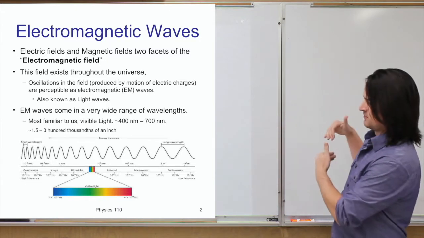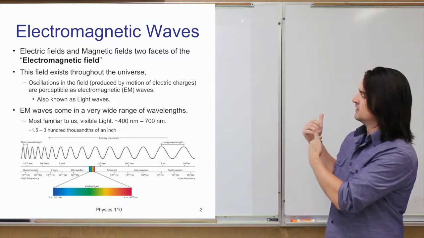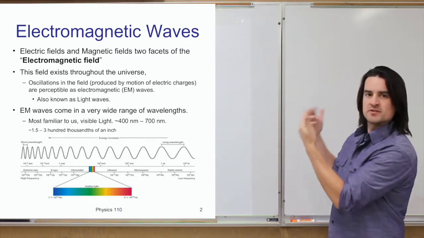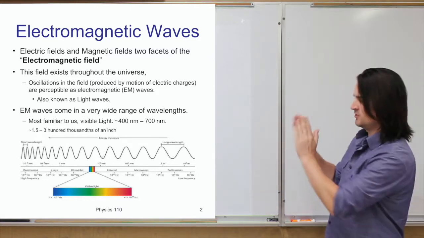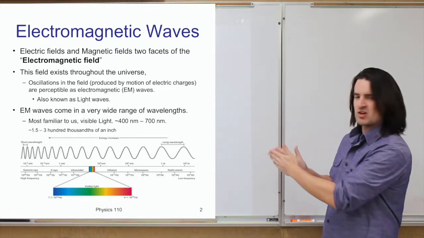And then on the other side of visible light, we have the wavelengths that are longer than visible light, which would be like microwaves and radio waves. But the visible spectrum is actually just this small chunk in there. And that's all the stuff that we see.